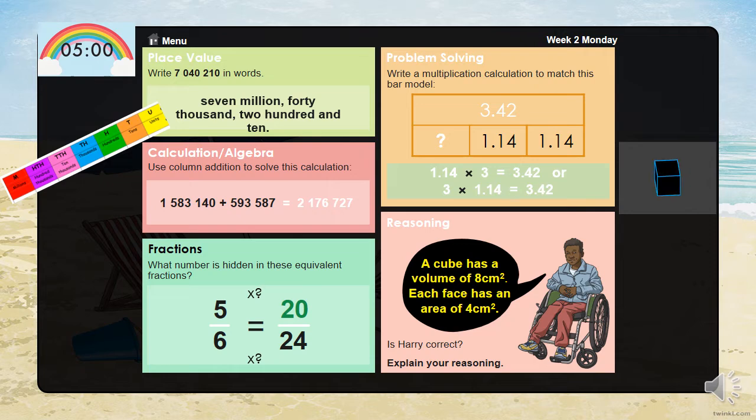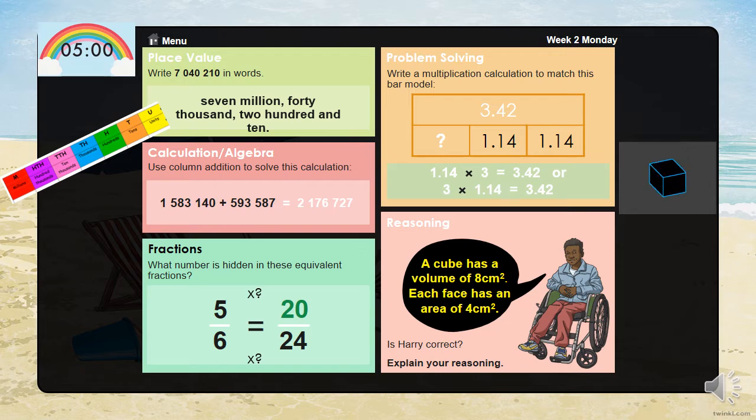Now, Harry. Harry says a cube has a volume of 8 centimeters squared. Each face has an area of 4 centimeters squared. Now, if you look at the cube shown on screen, what do we know about a cube? We know that a cube has all of its lengths the same size. Every edge is equal in length. So Harry has said that the area of each face is 4 centimeters squared. So if the area is 4 centimeters squared, 4 would be our square number. So what would be the square root of 4?